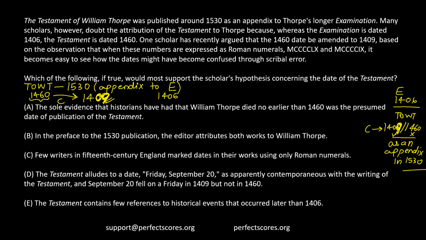Okay, let's look at the options. Option A, the sole evidence that historians have had that he died no earlier than 1460 was the date of publication. Do you think it matters whether it's true or not? No. What about B? Does this person matter? No. Because he could be lying as well. Okay, C.